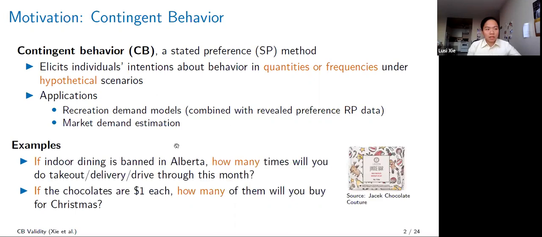Here are two timely examples. So the good thing is we are close to Christmas, and the bad thing is we are still in COVID time. The statements after "if" are to propose hypothetical scenarios. As you can see, none of these are true, at least for now. And the statement after "how many" are the actual CB questions. And you can see it's how many times, that is in frequencies, and how many chocolates, that are in quantities.